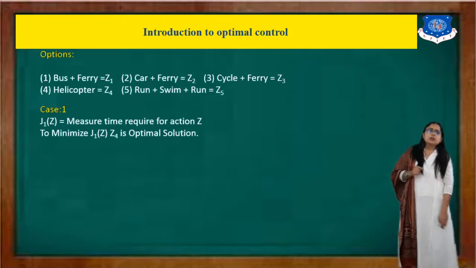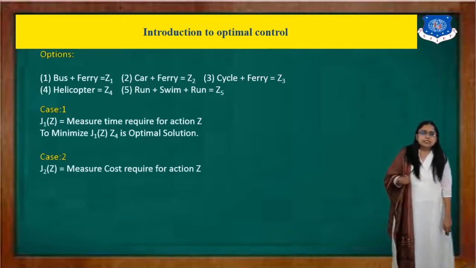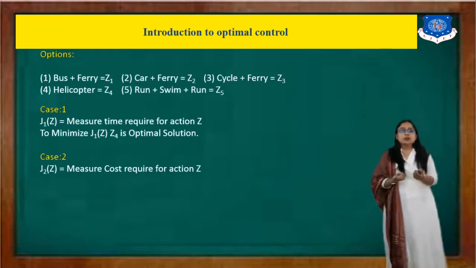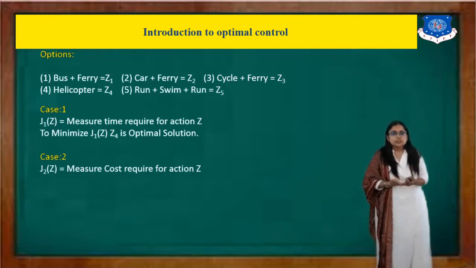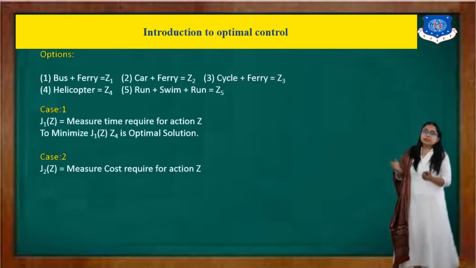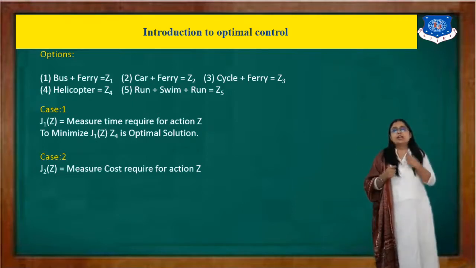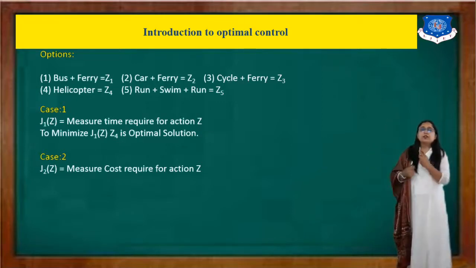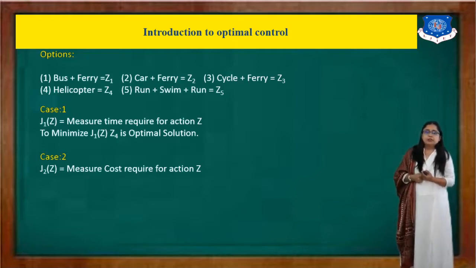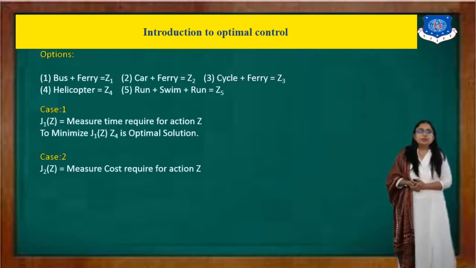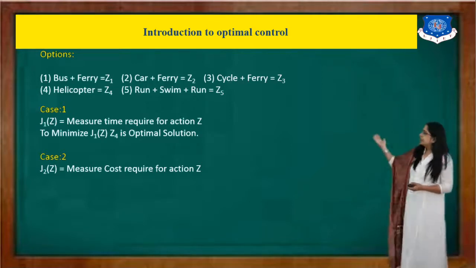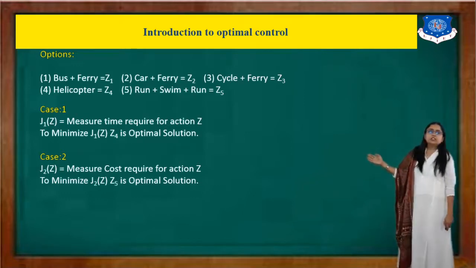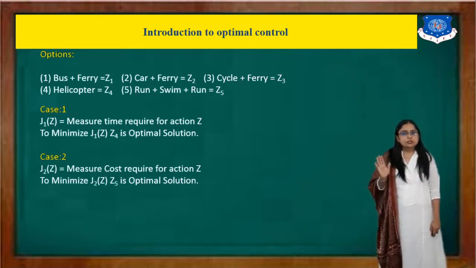Now case 2. If someone says I want to measure the cost, then we cannot say the helicopter ride, because the helicopter ride is the costliest one among all these options. But yes, it is an optimal solution when I consider the time. Now, if I consider the cost and want to find out the optimal solution, then which one is best? The fifth one, because in that there is nothing to pay. It's run, swim and run. So here Z5 is my optimal solution.